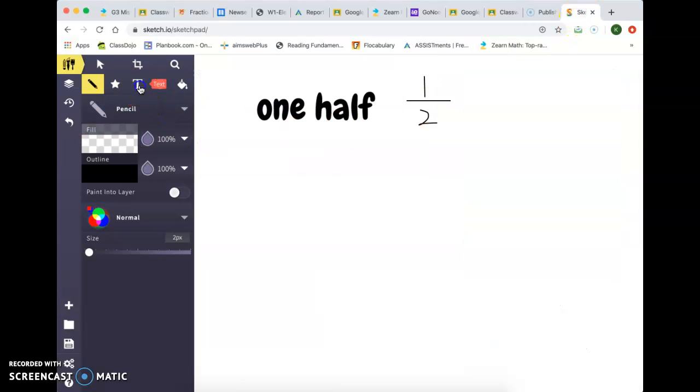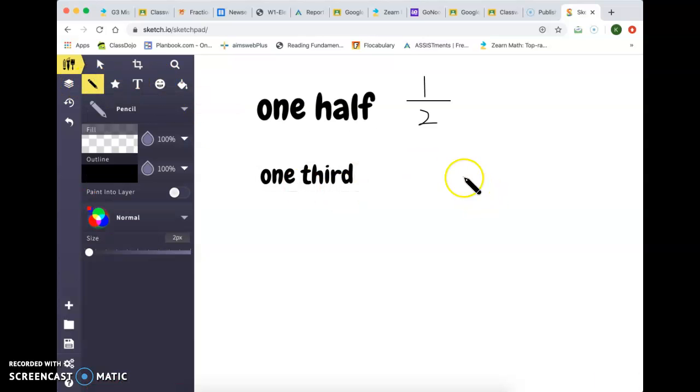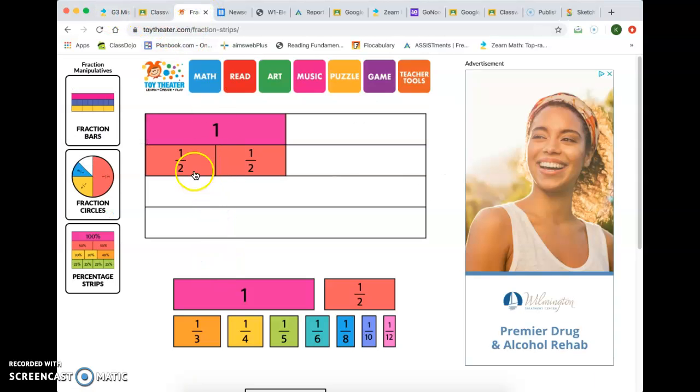Okay. Also, they say 1/3. We like to write that as 1/3. Again, 1 piece out of 3. So that would look like it takes 3 of these thirds to make up one whole.